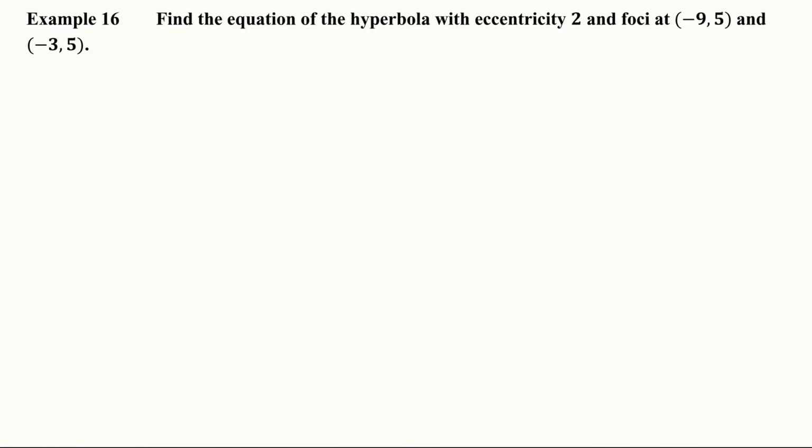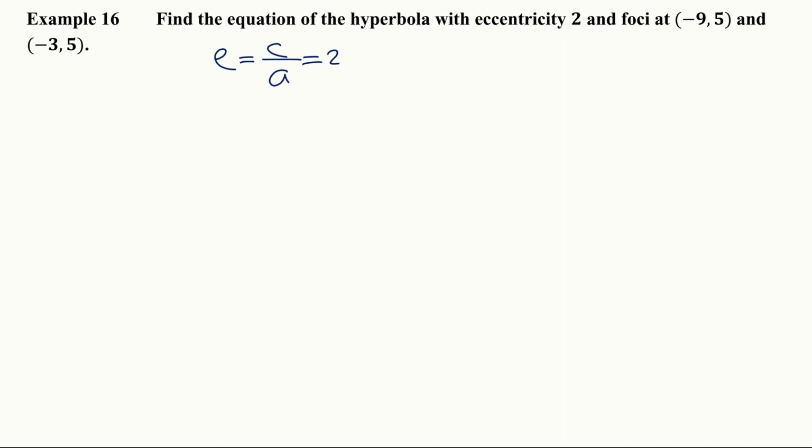All right, here's the last problem we're going to do today. See if you can figure it out and then come back and check with me. Find the equation of the hyperbola with eccentricity 2 and foci at -9, 5 and -3, 5. So we have e, which is the same as c over a, is equal to 2, right?